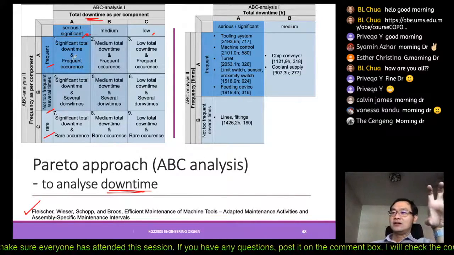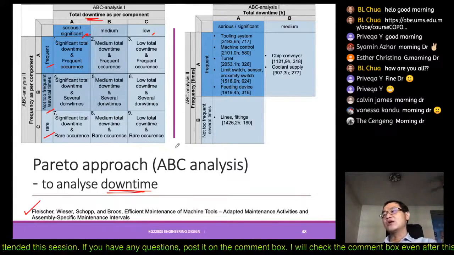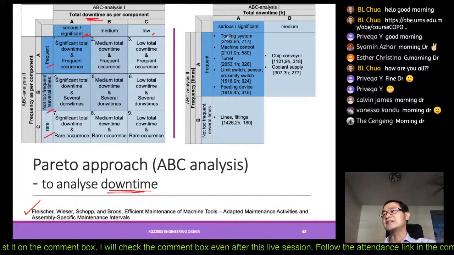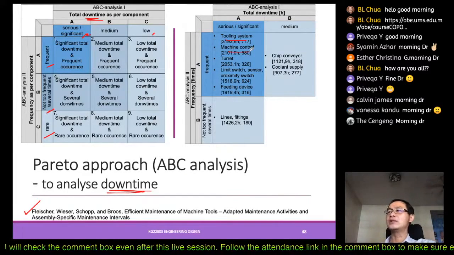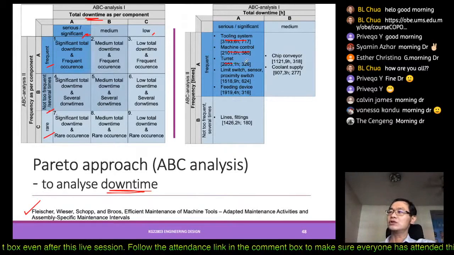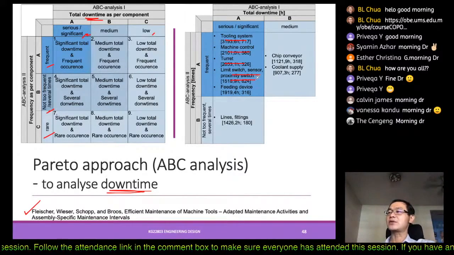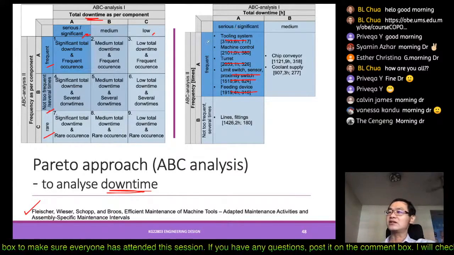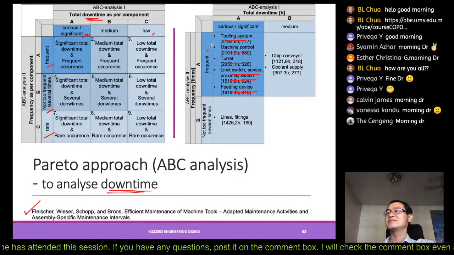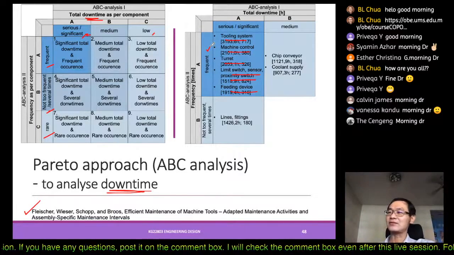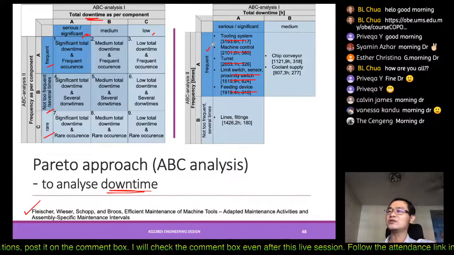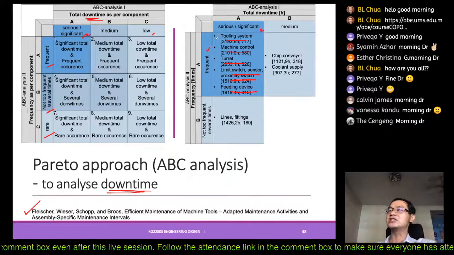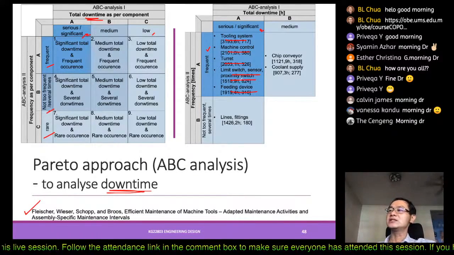And from this paper, they grouped them, and they found that most of the time systems like the tooling system, the machine control, the turret, the sensors, proximity switch, and the feeding device are very critical, because those are the most common parts that fault, commonly used, but when they fail, they cause serious implications in terms of downtime. So this is the A.